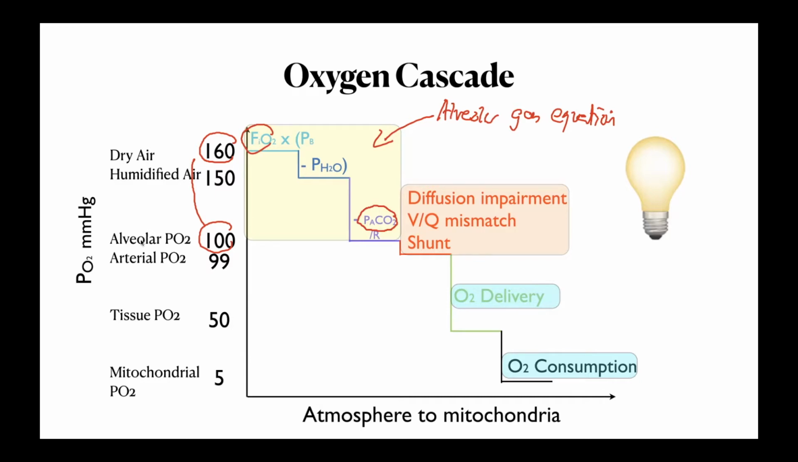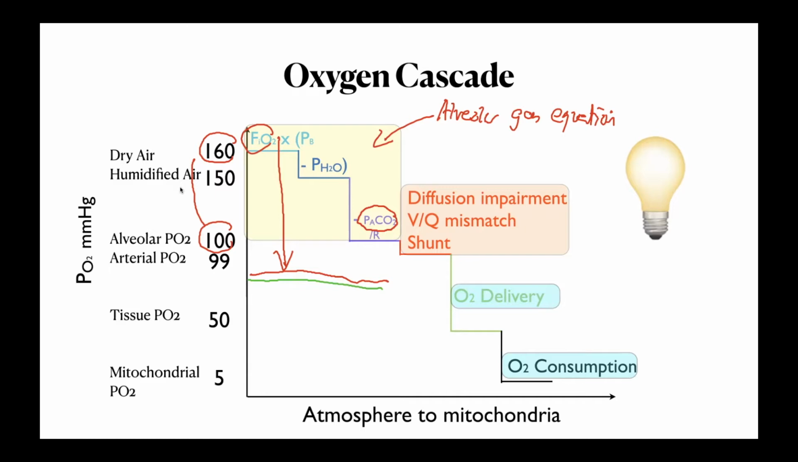And you can see that if you think about this, you've got it at 100, but you can actually still maintain the same AA gradient. Okay, so the alveolar-arterial gradient can be the same. Any pathologies in FiO2 or hypoventilation push down your alveolar O2, but your arterial O2 can still be the same. And so that is why low FiO2 and hypoventilation lower your alveolar O2, but your AA gradient remains the same.